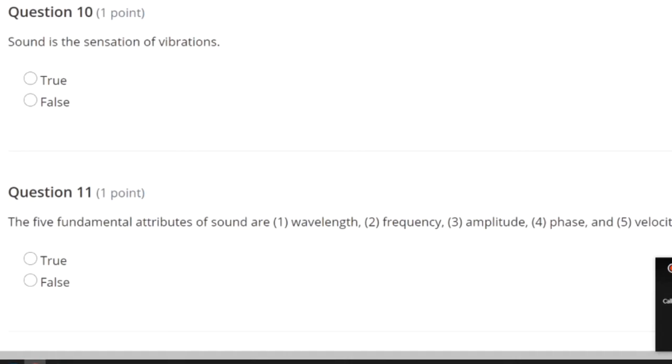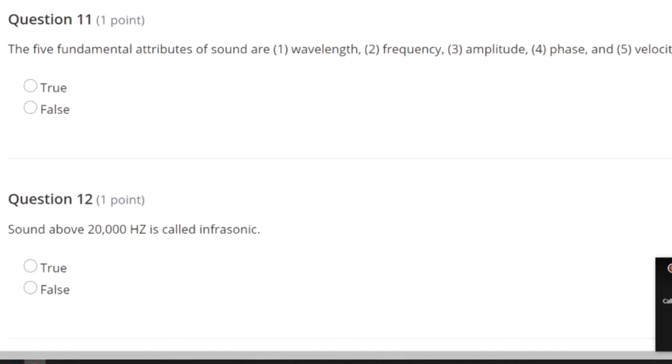Question 10. Sound is the sensation of vibrations. True or false? That's false. I would say that hearing is the sensation of vibrations. Sound is when a vibrating source, like my voice here, sets into motion a longitudinal wave of compression and rarefaction of air molecules, also known as a sound wave.